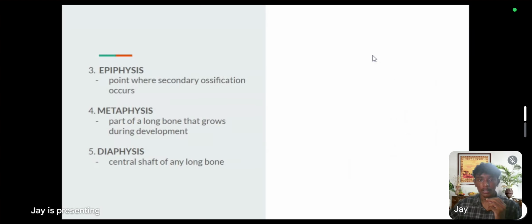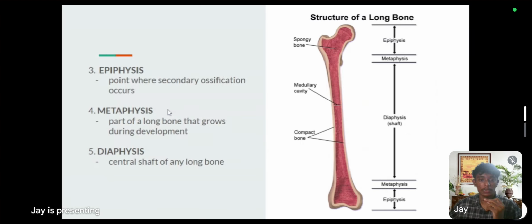After that is epiphysis, metaphysis, and diaphysis. Epiphysis is basically the point where secondary ossification occurs, and metaphysis is a part of the long bone that grows during development. Diaphysis is the central shaft of any long bone. As you can see in the image, diaphysis is the central shaft of the bone. It's the longest part of the long bone.